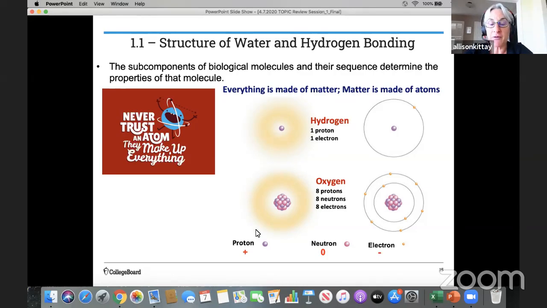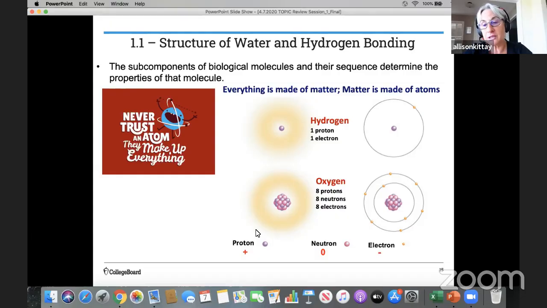Since water is made of hydrogen and oxygen, we'll review atomic structure using those 2 atoms. I've got a hydrogen atom, which contains 1 proton in the nucleus, and protons are positively charged, and 1 electron outside of its nucleus in its orbital. We also have oxygen. Oxygen has 8 protons, which are positively charged, and 8 neutrons, which have no charge, and those are located in the nucleus. And then we have 8 electrons.